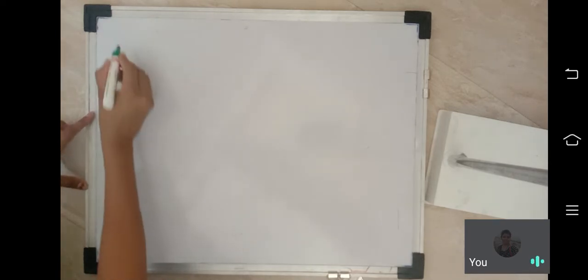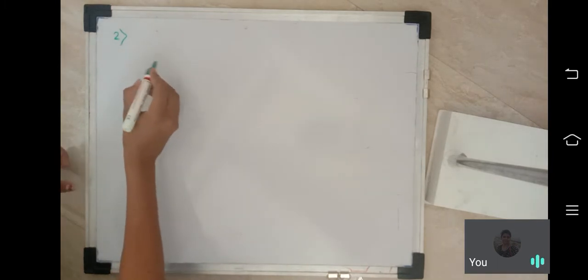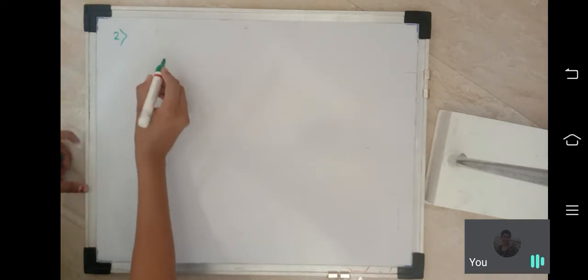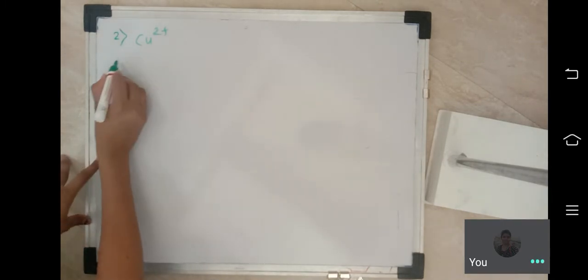Hi friends, in the previous lecture we saw how to find out the ground state term for the Fe3+ ion. Today we see how to find out the ground state term for a different ion. The example is the copper 2+ ion. For the Cu2+ ion, the atomic number of copper is 29.